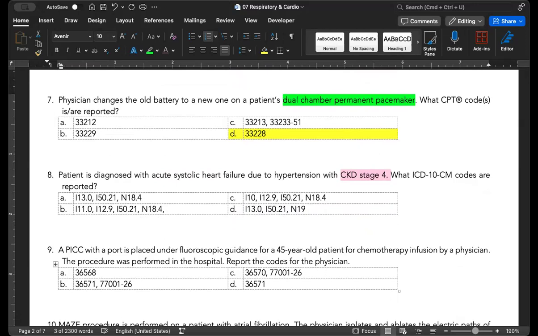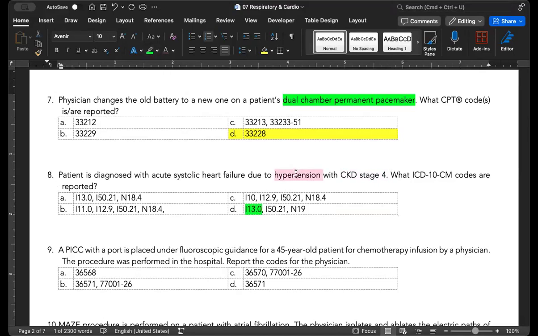Anybody want to guess? I-13. Yep. I-13 what? 0.0. Yep. So just make sure that even though when we think of I-13 we think of dollars and cents, so we think of that 0.0, it's all the same. But technically I-13 is just our category, and we have to have that fourth character there in order for it to be a valid code.